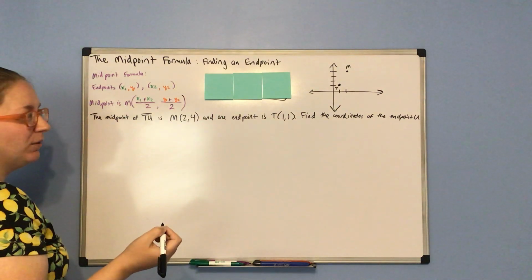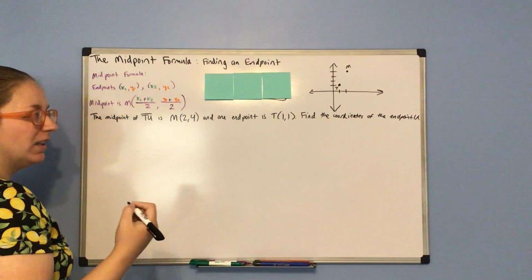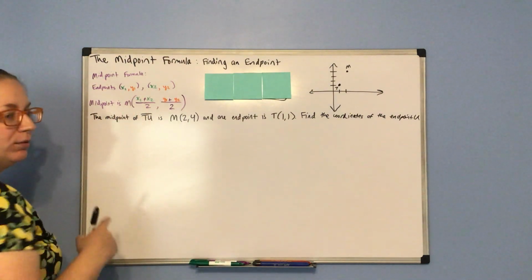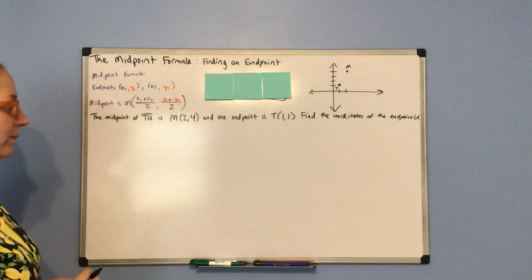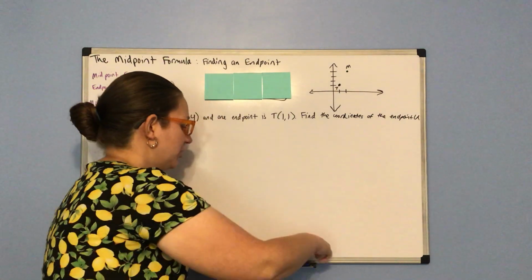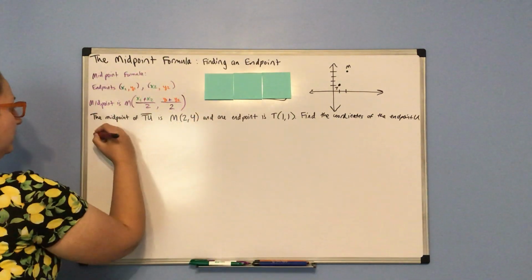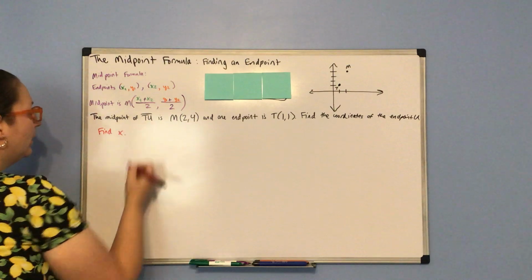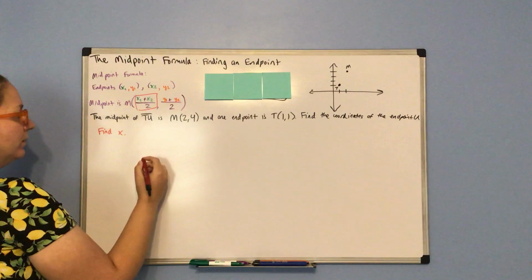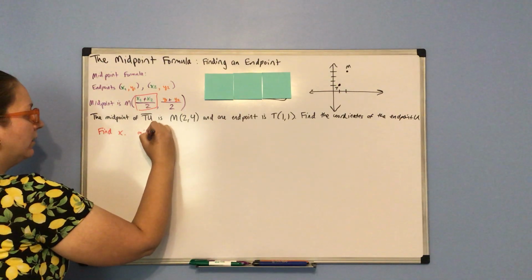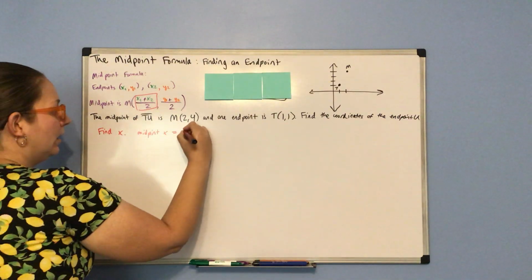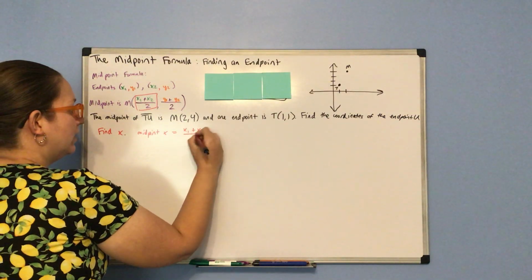You could do this with some careful counting, but it gets pretty difficult, especially if you have fractions or decimals involved. So the best way to do this is to use the midpoint formula, but a little differently than we've used it before. So, first thing we're going to do is find the x coordinate of our midpoint. And the way we do that is we are going to use this right here. So our midpoint x is equal to x1 plus x2 divided by 2.